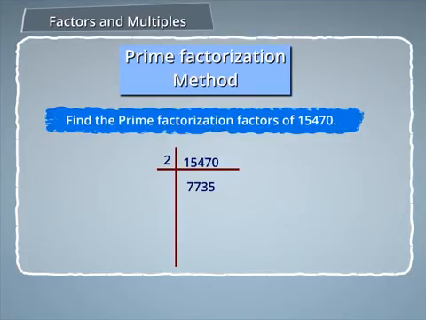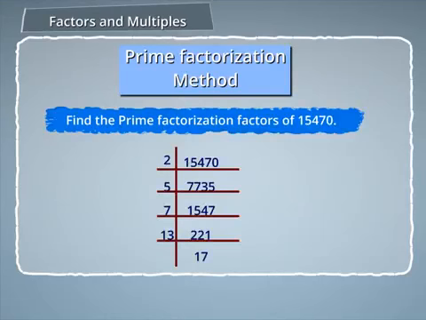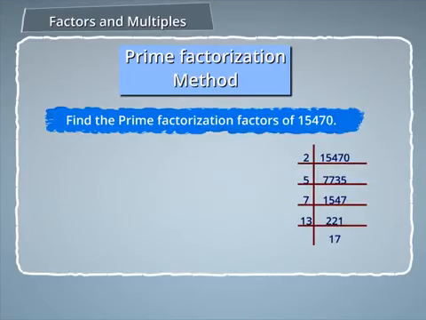7,735, which is again divided by 5. We get 1,547, which can be divided by 7. We get 221. So after dividing this number by 13, we get 17. So as a result, we get the factors of 15,470 are 2 into 5 into 7 into 13 into 17.